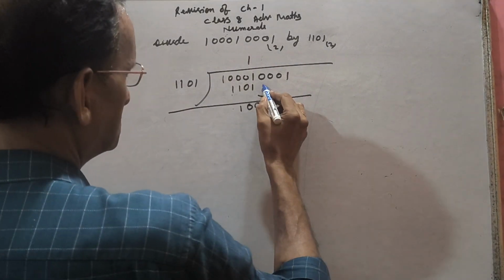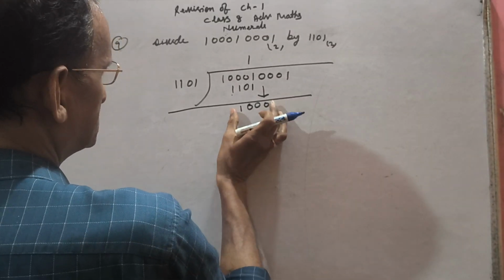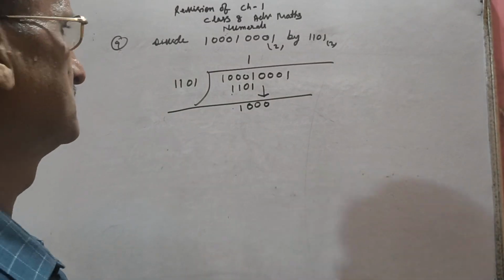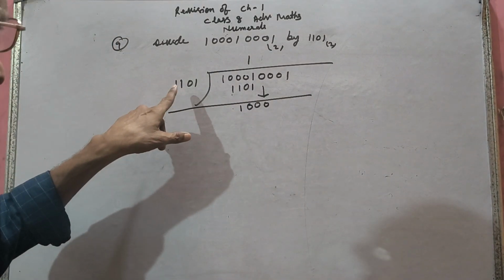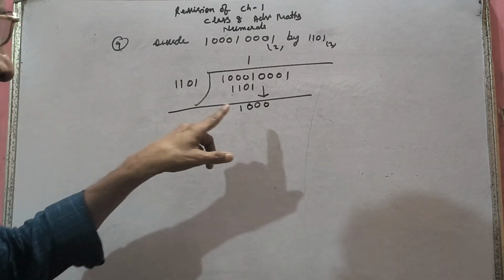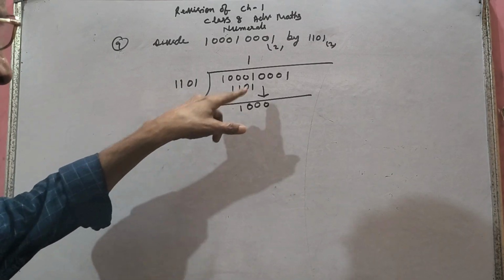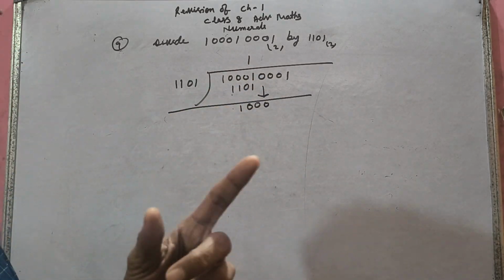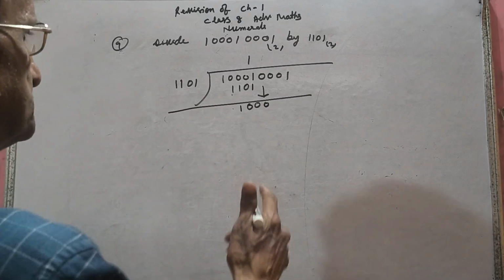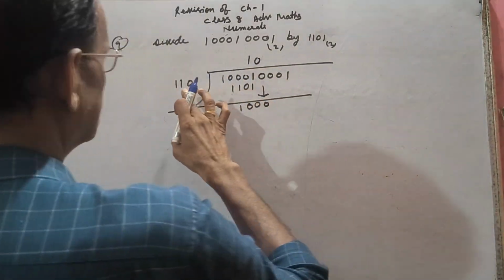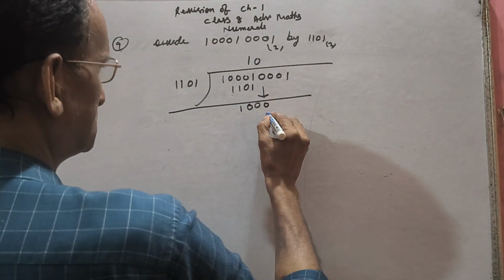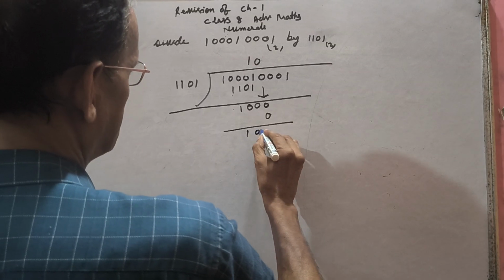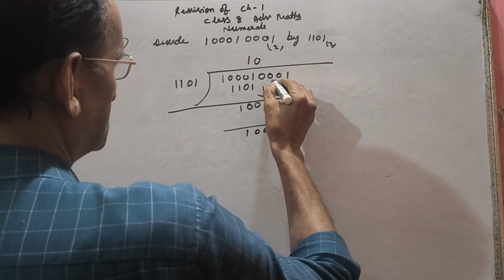Now this one time we can write only 1 digit, and this is less than this. We can't even divide 1 time. See here, 1000 is less than 1101. So we can't divide even 1 time. If not 1 time, then there is no option in binary number, we have only 2 digits, no? So 0 time. So we write 0 here. This into 0, anything into 0 is 0 only. Then we subtract, how much do we get? Same, this. Now one more 0.